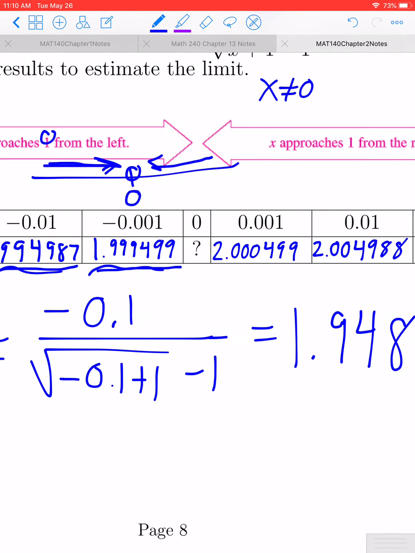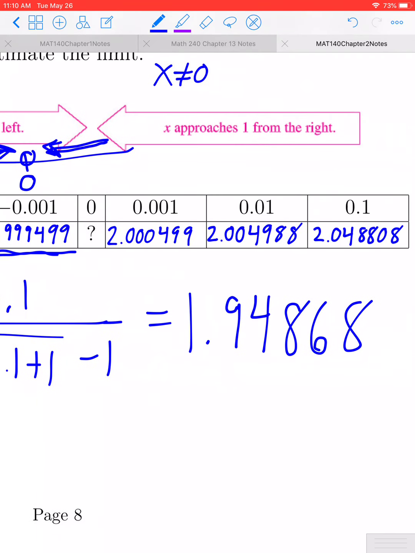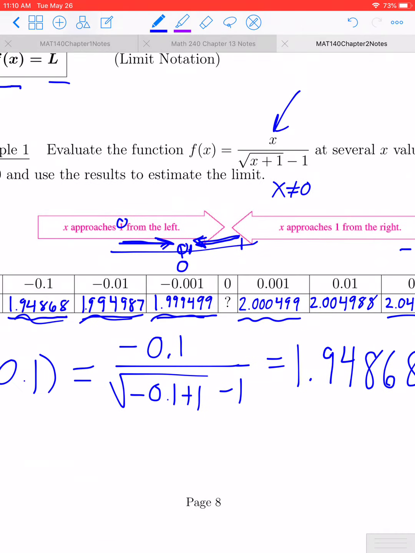Let's see what's happening on the right-hand side. Let's start with something like 0.1. If I plug 0.1 into the function, we would get about 2.0488 as the output. Pick a value that's closer to 0, still on the right-hand side. If I plug in 0.01, we would get 2.004988. And I'm going to choose one more that's even closer to 0, something like 0.001. And we get the output 2.000499.